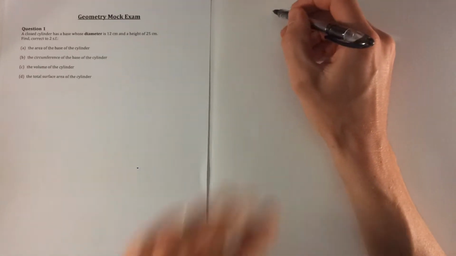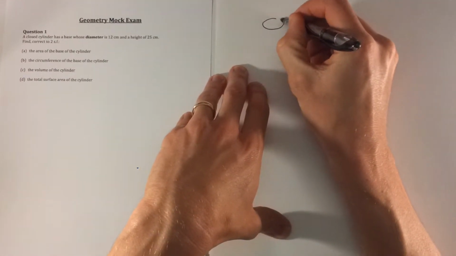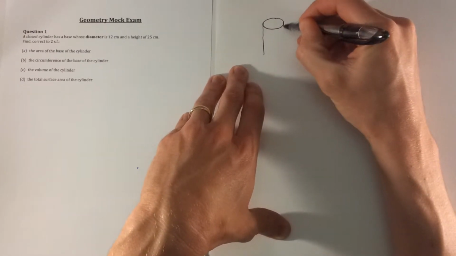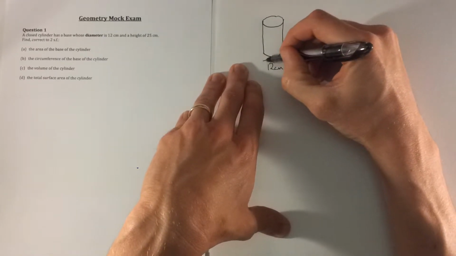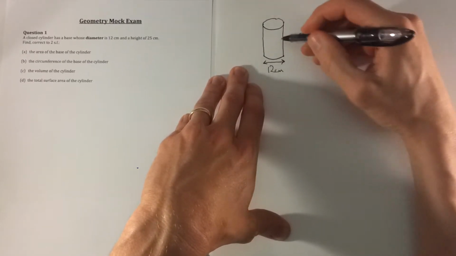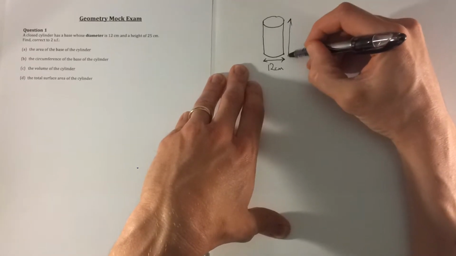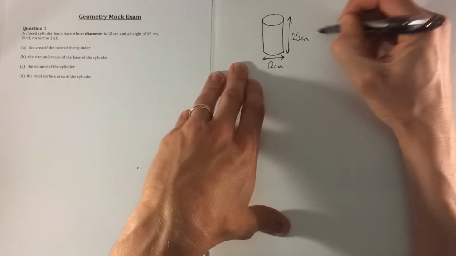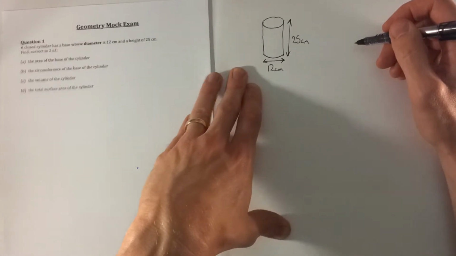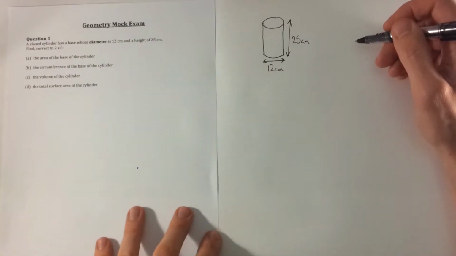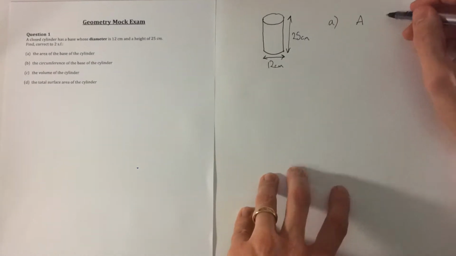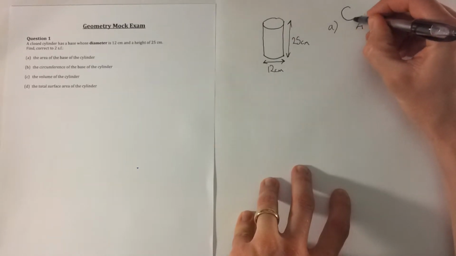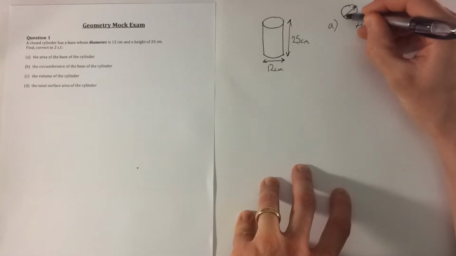Question 1 on your geometry mock exam tells us that a closed cylinder has a base whose diameter is 12 centimetres and a height of 25 centimetres. The first part of the question asks us to find the area of the base of the cylinder. So in order to find the area of the base of the cylinder, we need to consider a circle that has a diameter of 12 centimetres.